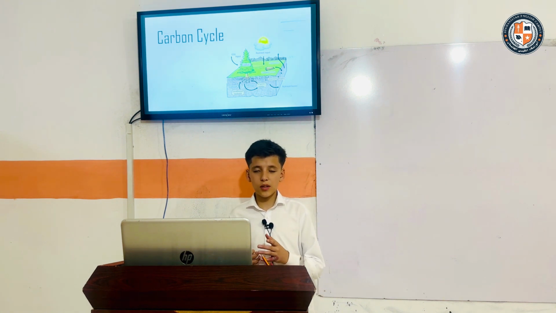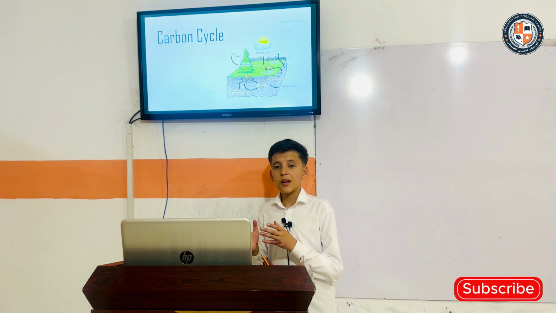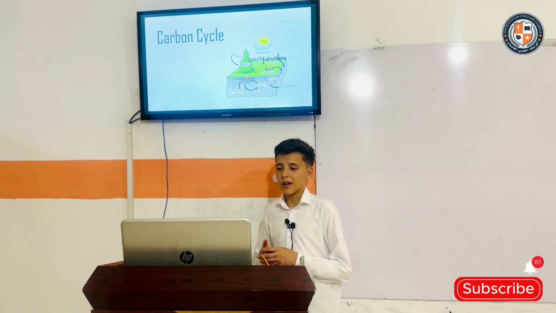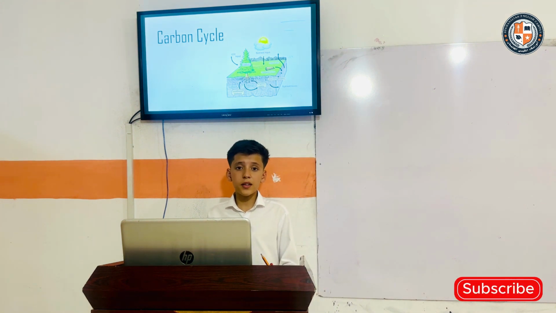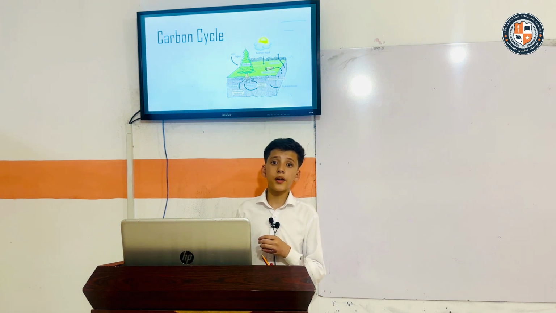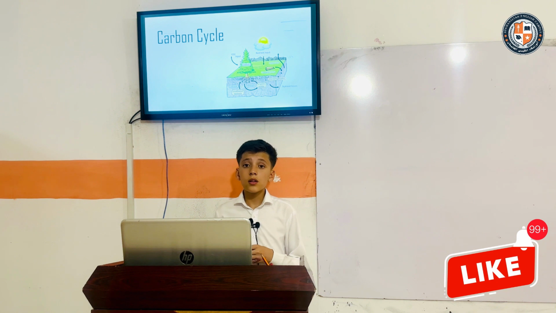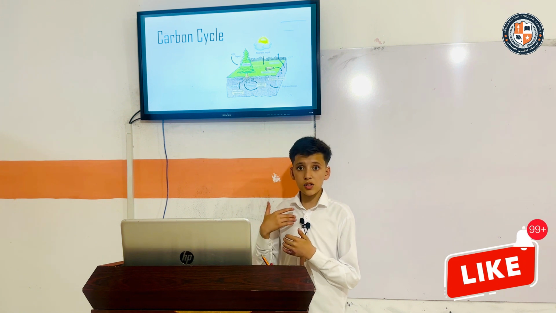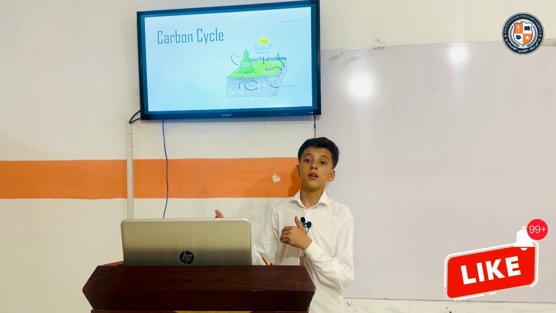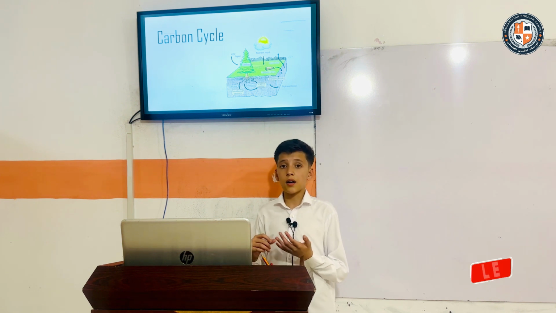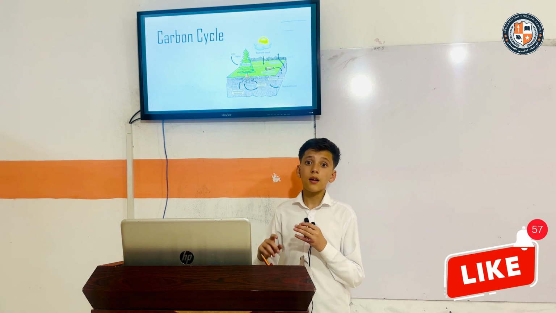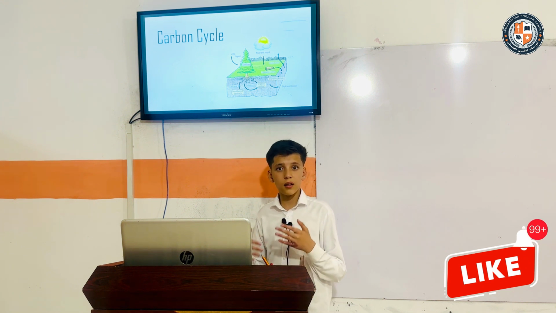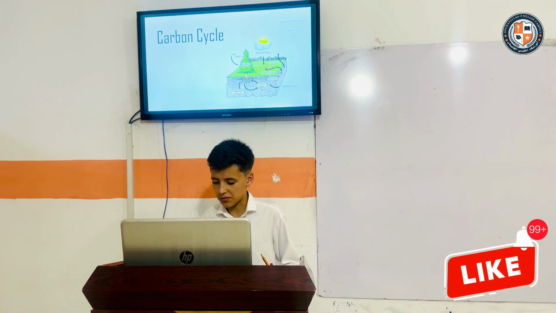What is the carbon cycle? Carbon is the main element in our world. So carbon is removed from the atmosphere during the process of photosynthesis. Then when living things inhale oxygen, they exhale carbon dioxide. The carbon dioxide is absorbed by trees, and then again the trees produce oxygen, and the same cycle will last till the day of judgment.